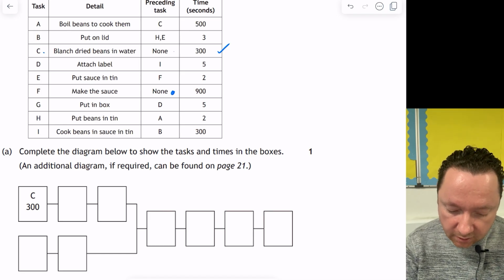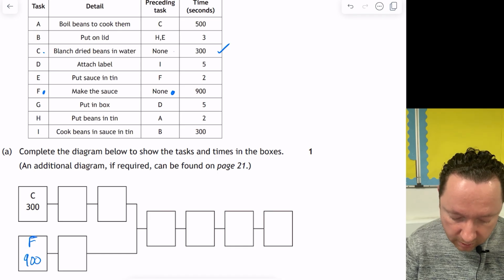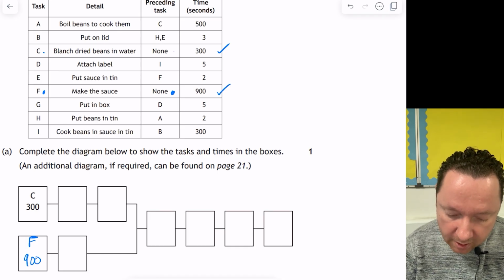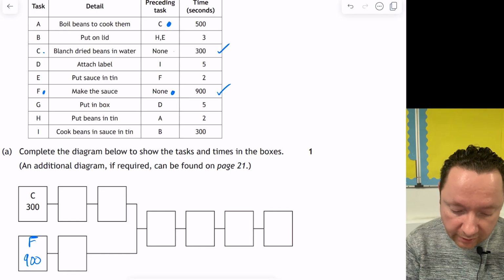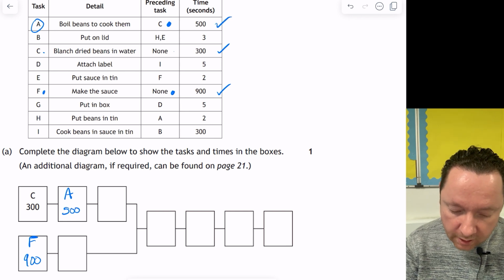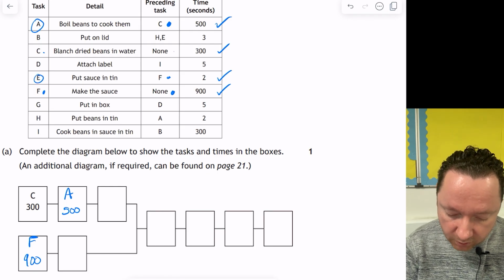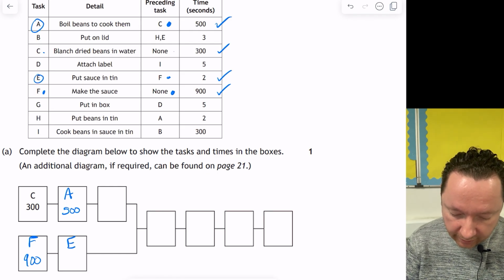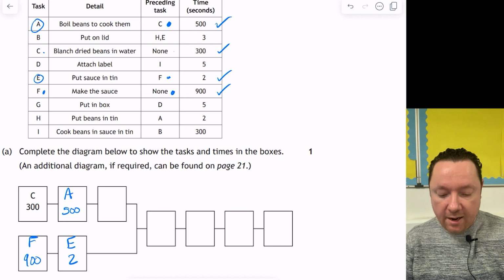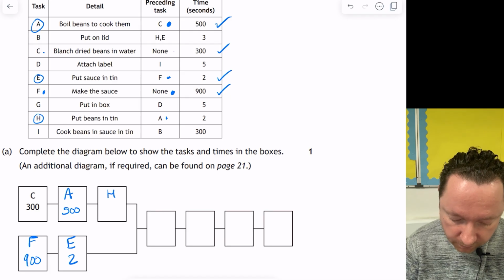I look for preceding task none again, and that's F, so that's the other one at the start. So F takes 900, so I can just fill that in. I then look to see what comes after C. So after C in this column is A. A takes 500. Let's tick it off as I go. After F, well, F in this column is here, and that gives me E, so I can tick that. E takes 2. And then after A, there's A here, it's H, and that takes 2 as well.